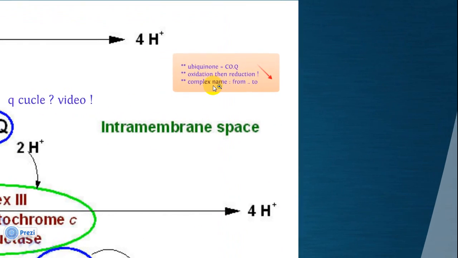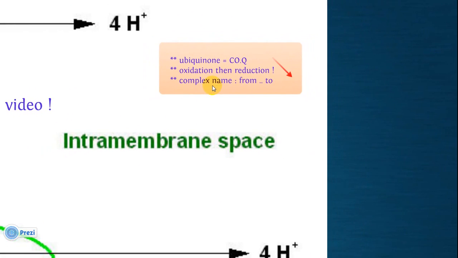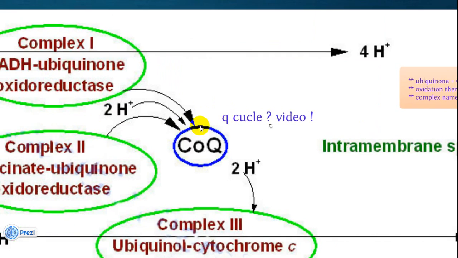The last thing, the complex name, you can remember it from this rule. The complex name is two parts. The first part is from. The second part is to. What I mean by from and what I mean by to, let's see it now.